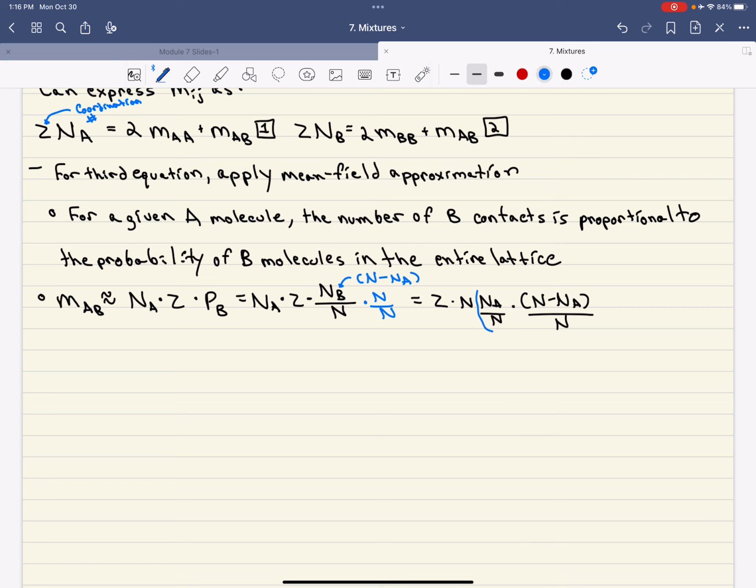So that now my NA over N is not only the probability of A, but I can also express it as a mole fraction. We're also going to have another NA over N here. And so the number of AB bonds is just going to be ZN x times 1 minus x. That's going to be our equation 3. All right, now that we have these three ancillary equations, I can combine them in order to get an expression for U mix.